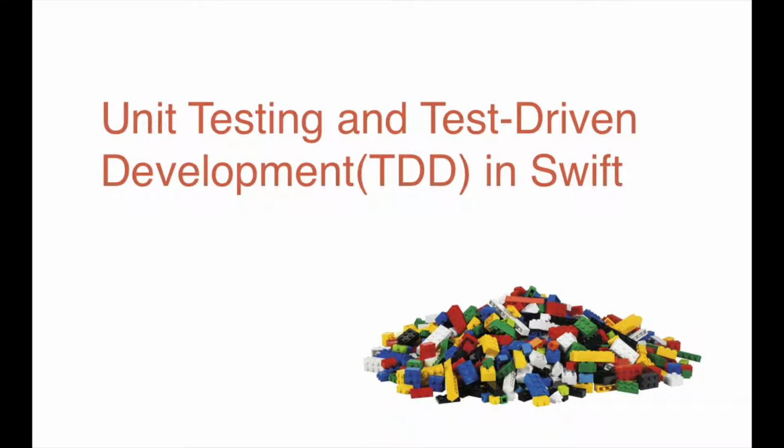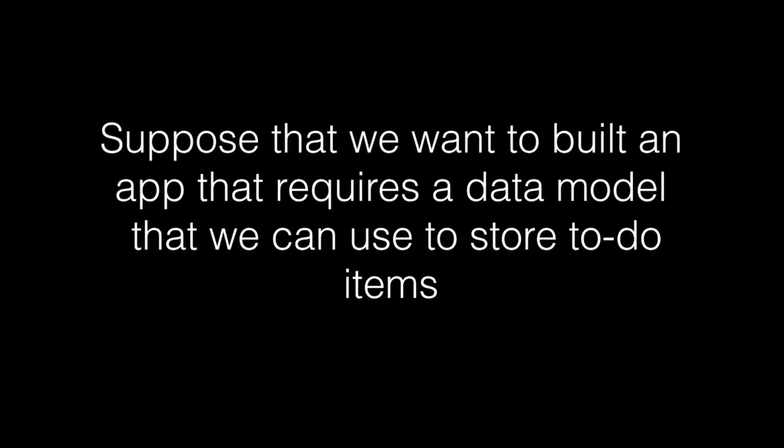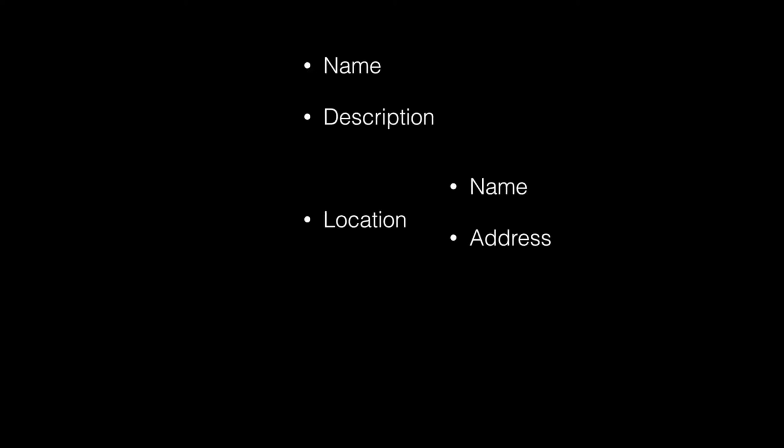In this video, I'm going to show you how to use the test-driven development approach to build a data model. Suppose we want to build an app that requires a data model where we can store information such as names, descriptions, and locations, and a location has a name and address. How are we supposed to do that?